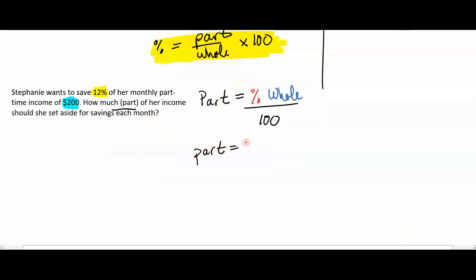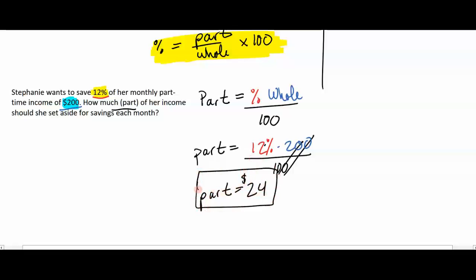Now my part is equal to 12% times the whole of 200, all divided by 100. Now in this case, this is pretty easy. I don't even need to break out my calculator. 200 divided by 100 is 2. Cross out those zeros. 12 times 2 is $24.